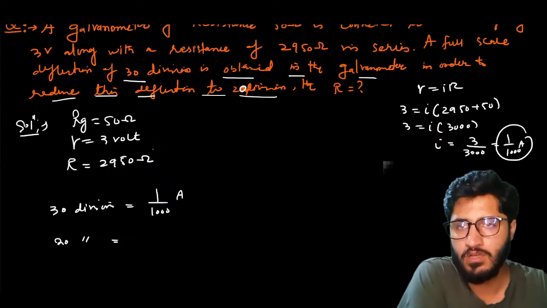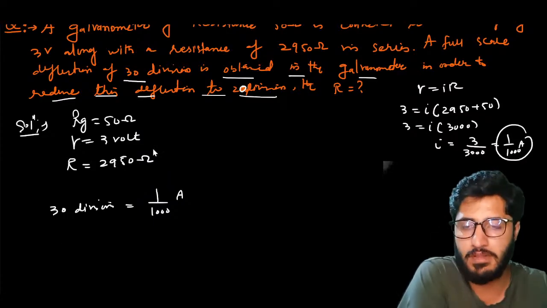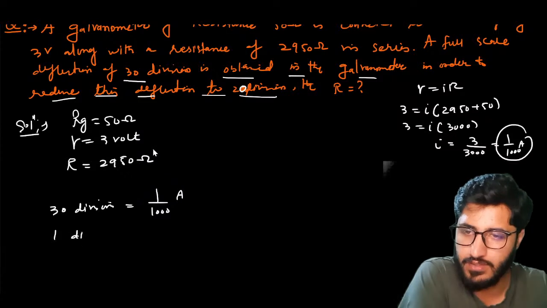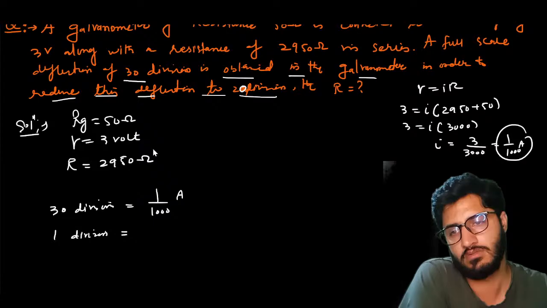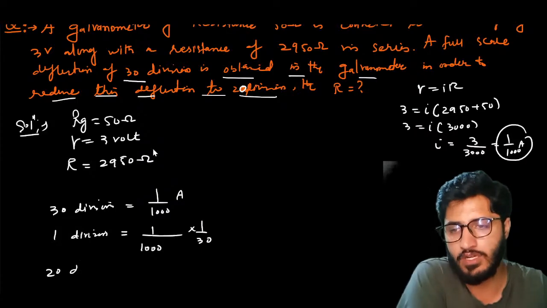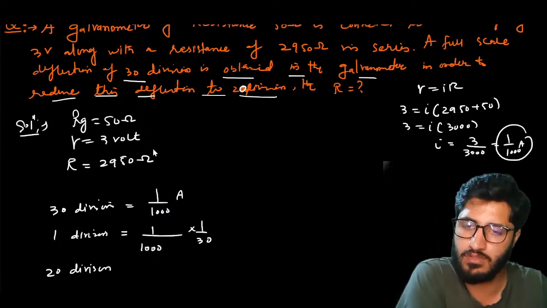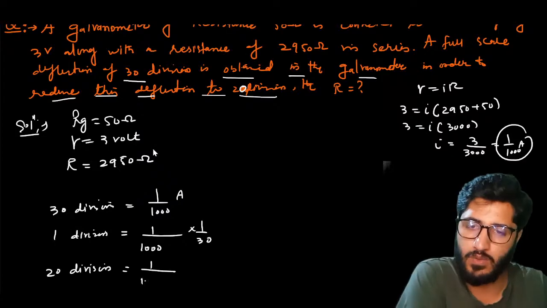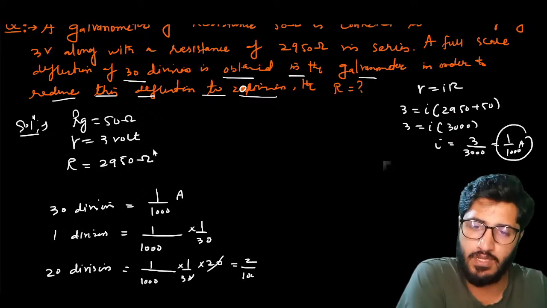Okay. That means, look, in 30 divisions, it is 1 by 1000 in 1 division. So 1 divided by 1000 into 1 divided by 30. In 20 divisions, it is 1 divided by 1000 into 1 by 30 divided by 20. Cancel out, it is 2 divided by 1000 ampere.